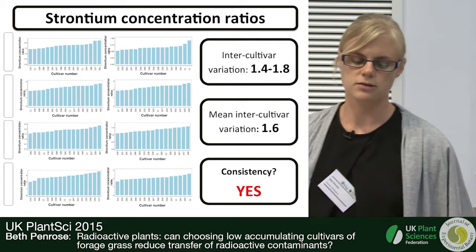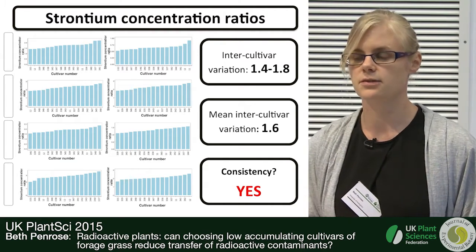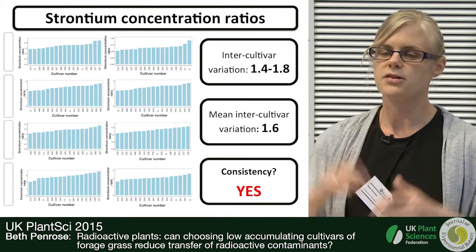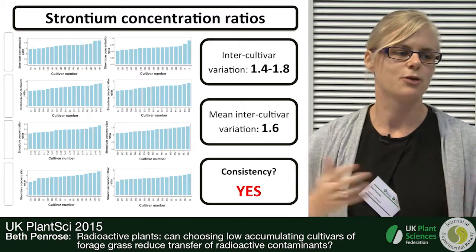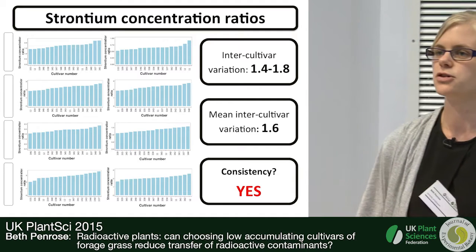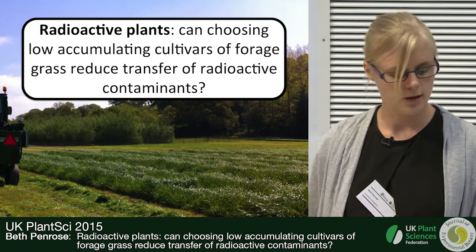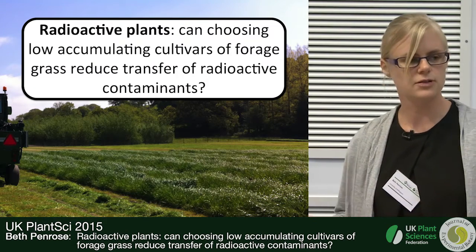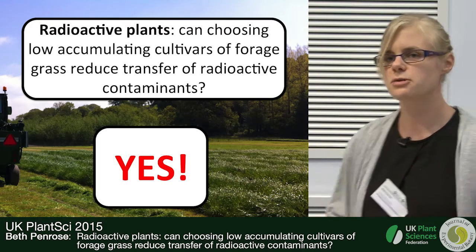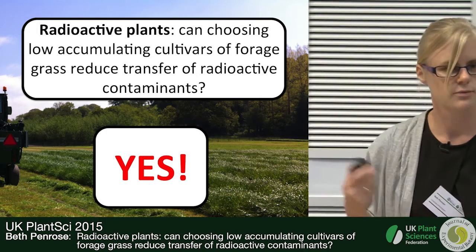For strontium, as you can imagine, the variation is smaller, but there are consistent varieties for strontium as well that are low accumulating. There are 5 of those, and there is 1 variety that has low accumulation of both of these elements. So basically, this is really, really good news. So the question: can we choose low accumulating varieties to reduce transfer? I think yes, we can. It can be very large, and it's shown to be consistent in some cultivars. This is good news.